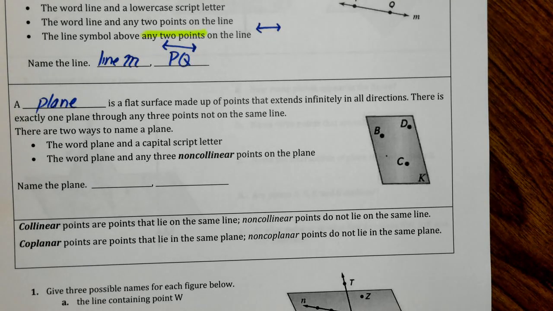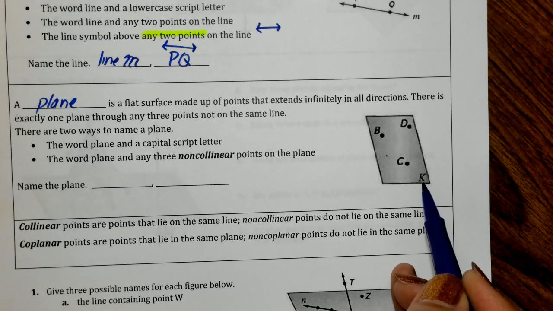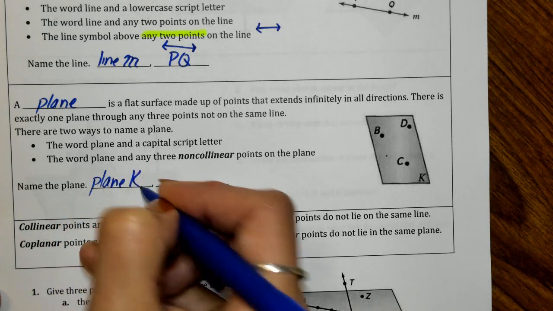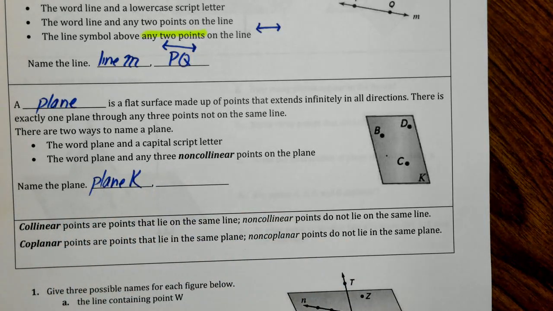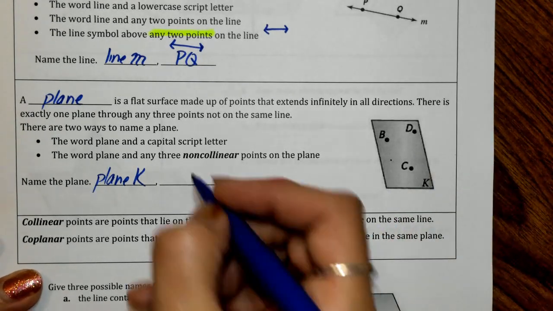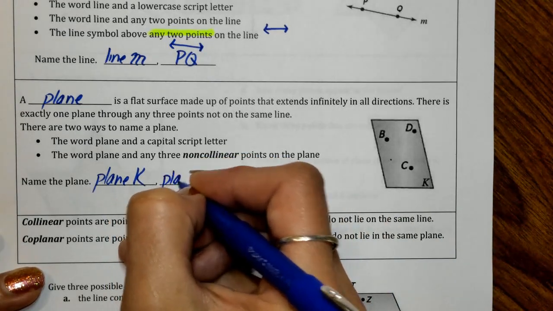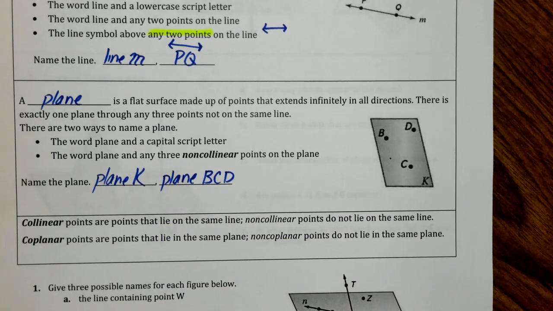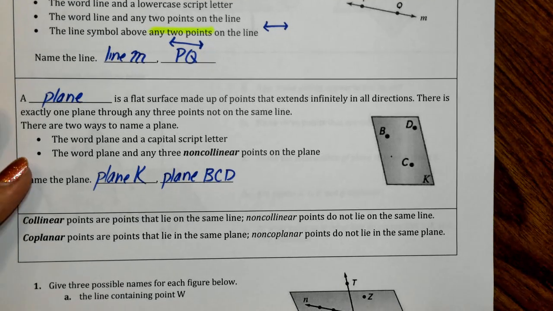We can name the plane with an uppercase script letter that does not have a point next to it. That's what you're looking for. So we could call this plane K. Or any 3 non-collinear points. We're going to talk a little more about non-collinear later. But here, we only have 3 points, so we can name it plane BCD, and it does not matter what order those 3 points go in. You have a lot of free will on the line and the plane with the points that you choose. 2 for the line, 3 for the plane, put them in whatever order you want to.